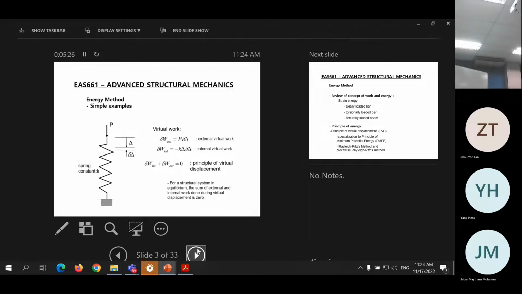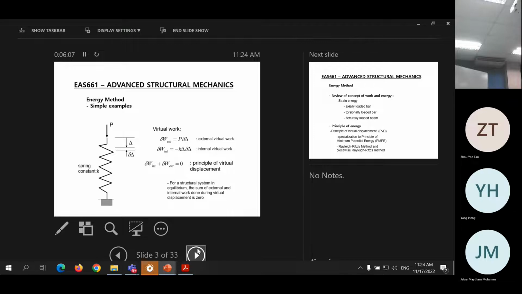This internal force also does some work, and the work done is negative K delta times delta. Why negative? Because the direction of the internal force and the direction of the virtual displacement are opposite. For the external work we don't have a negative, because that force and displacement are in the same direction. Here, the internal force is acting like this, but the virtual displacement you give is in this direction, so there is a negative.